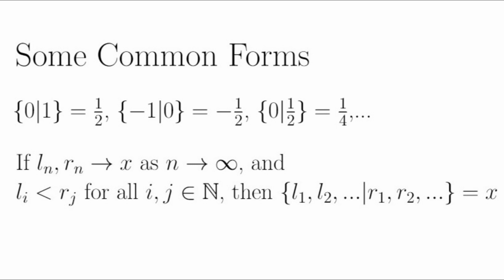Also, note that for any irrational number x, there is a form xL xR equal to x, such that xL is a strictly increasing sequence of rationals that converges to x, and xR is a strictly decreasing sequence of rationals that also converges to x. This will be important to remember later on.